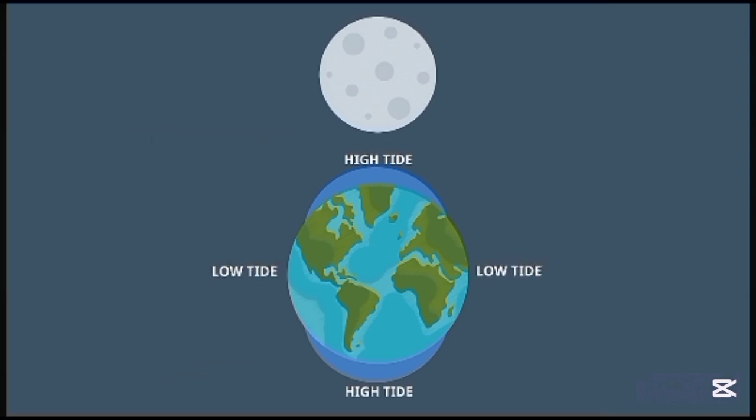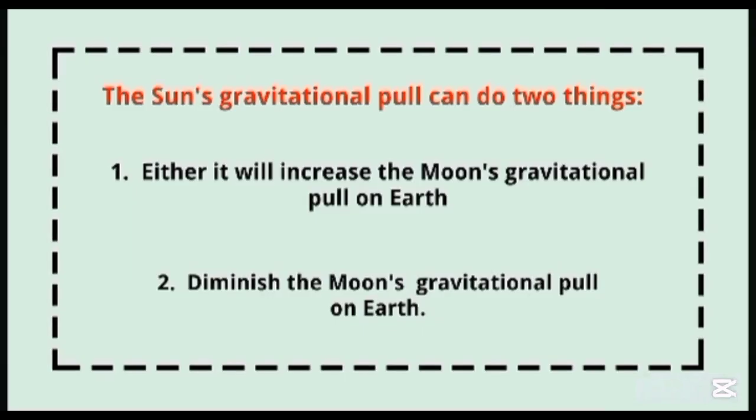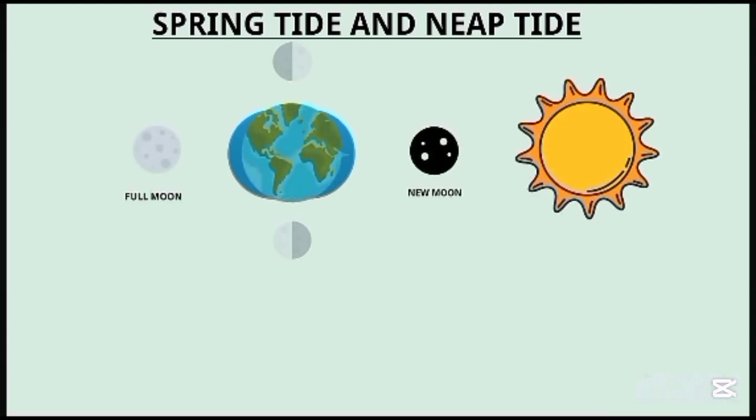Definitely, the other two sides will receive low tides. Therefore, the Sun's gravitational pull can do two things. Either it will increase the Moon's gravitational pull on the Earth, or it will diminish the Moon's gravitational pull on the Earth. Meaning that we shall have spring tides and nip tides at the full moon or new moon.